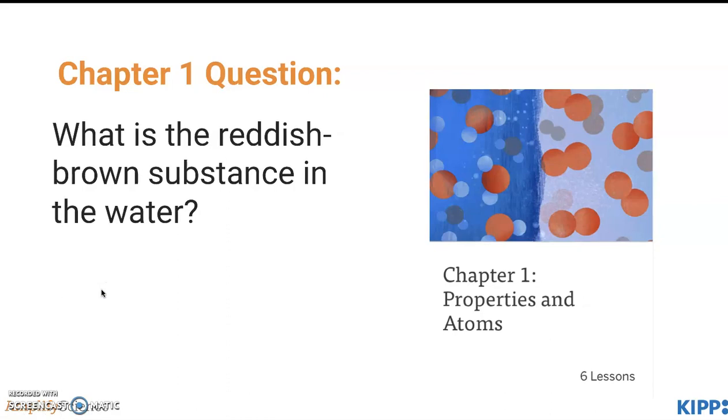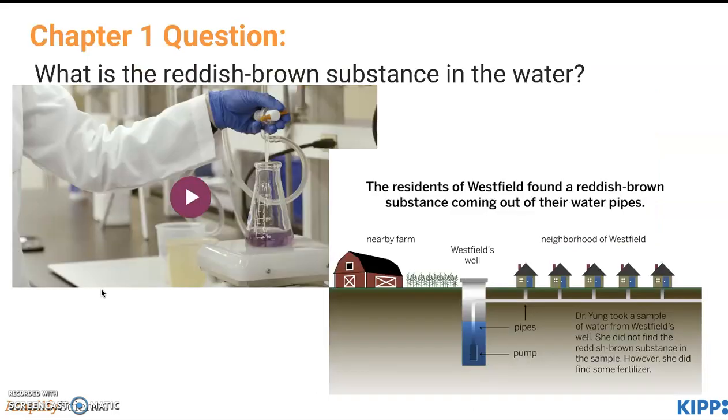Chapter 1, Properties and Atoms. The Chapter 1 question states, what is the reddish-brown substance in the water? Students are introduced to their role as student chemists. Their job is to investigate a mysterious reddish-brown substance coming out of the water pipes in Westfield, a rural neighborhood that gets its water from a well.